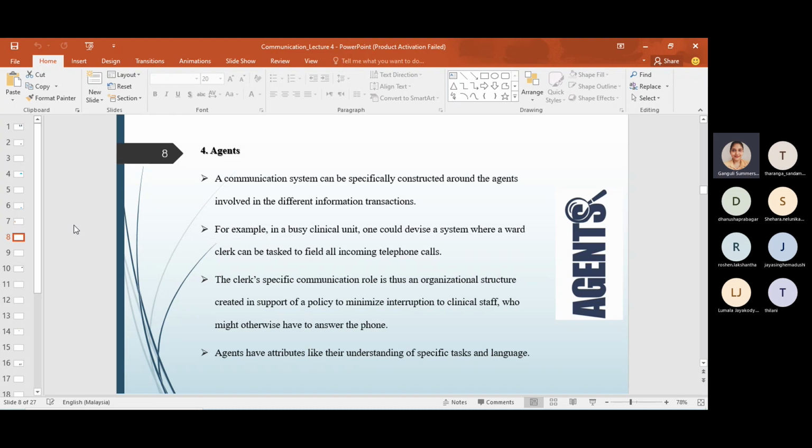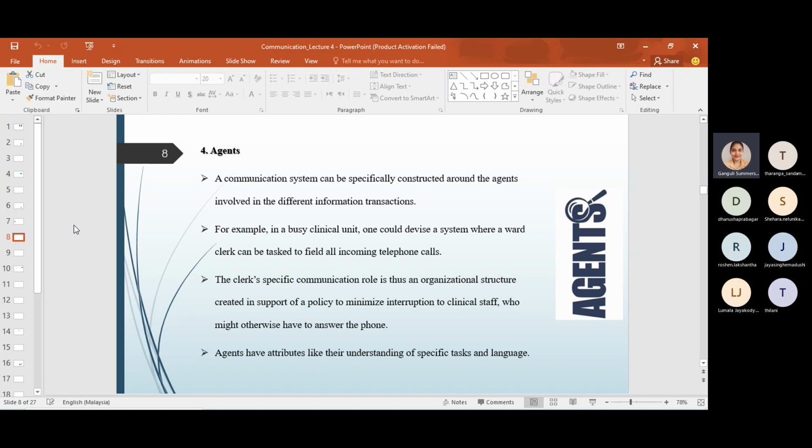Because then you can direct several types of clients to this agent, if you have an agent who can speak different languages. Even customers who speak several different languages can be directed to such an agent.